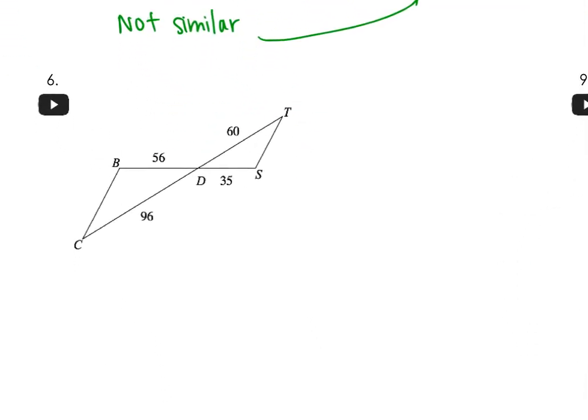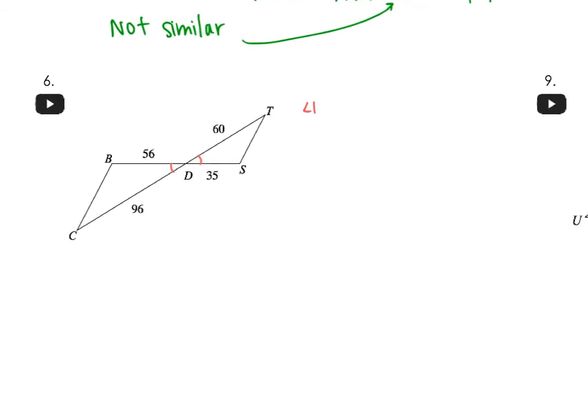So number 6, in looking at this diagram, the first thing I'm going to mark up are the vertical angles. So angle BDC is congruent to angle SDT, and the reason is they're vertical angles. And that's important because that angle is the included angle between these two sides, which tells me that I'm probably going to check side angle side. In order for it to be side angle side, we have to first match up our small sides and our medium sides, and we need to check that the ratios are equal.